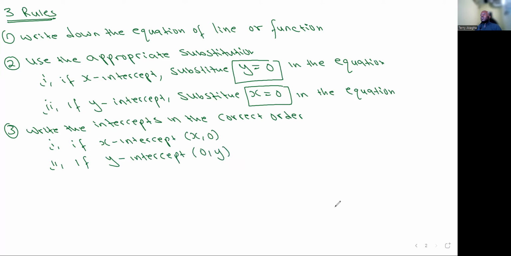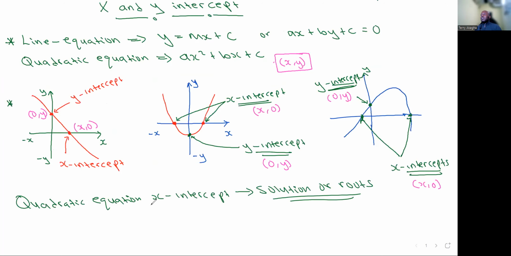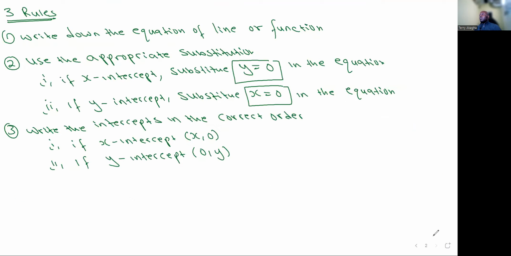So it's very important to write it in the correct order, because, for instance, if you write something like 3 and 0, it means you're talking about an x-intercept. So that means the line is touching the x at 3 and the y is 0. But if you're writing it as 0 and 3, it means you're referring to the y-intercept, okay? So the x is 0, but it's crossing the y at what? At 3, okay? Good. Then those are the 3 rules.